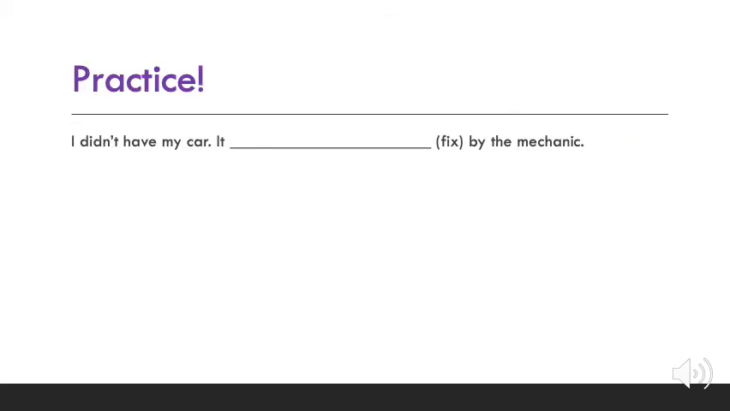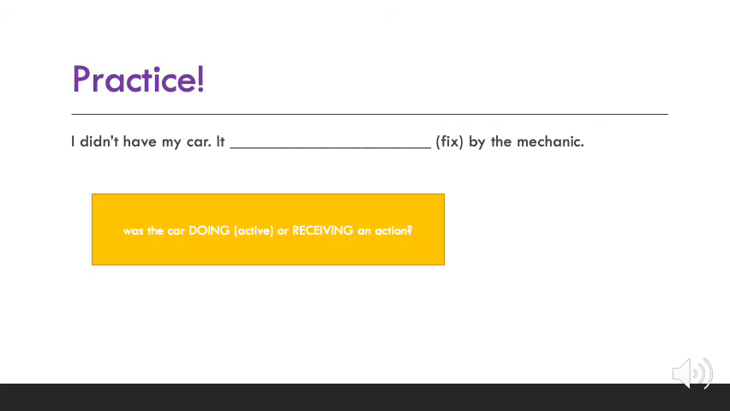Now, let's practice. These exercises were taken from the worksheet that you had to complete a couple of weeks ago. And the first example says, I didn't have my car, it fixed by the mechanic. So here you have to ask yourself, was the car doing an action or receiving an action? In this case, as it says by the mechanic, we know that it was receiving the action. Therefore, we use the passive structure. It was being fixed by the mechanic.